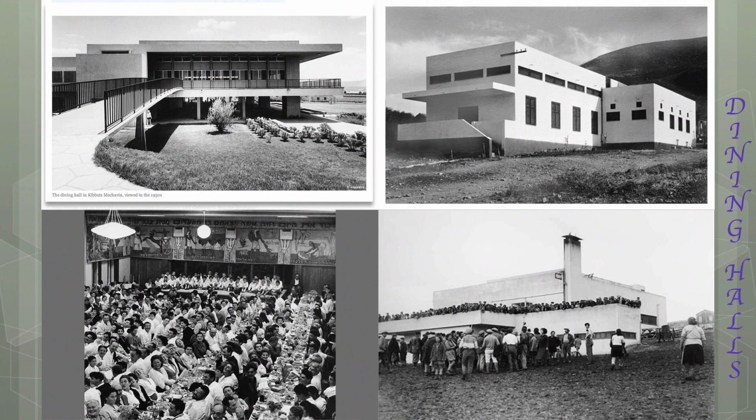On the lower right segment, you see the dining hall of the kibbutz Ein Herod, also designed by Kauffmann. Here, a group from Germany is being welcomed. Last, in the lower left portion, you see a photograph of a Passover Seder gathering in the dining hall of the kibbutz Mishmar HaEmek, taken in 1953, a standing room only occasion.